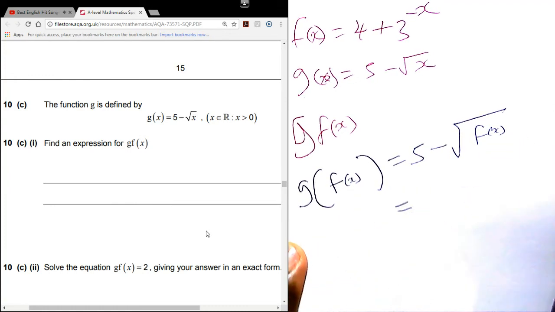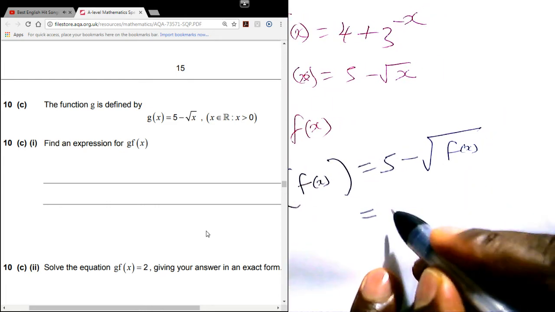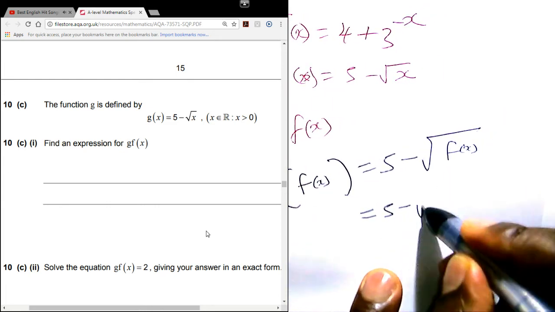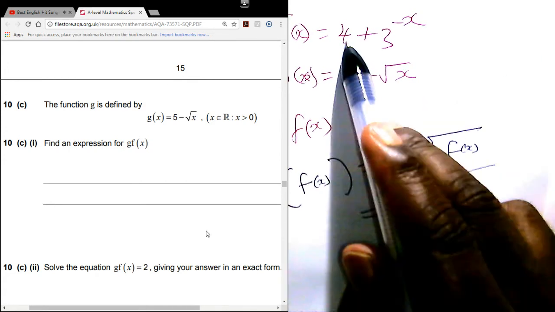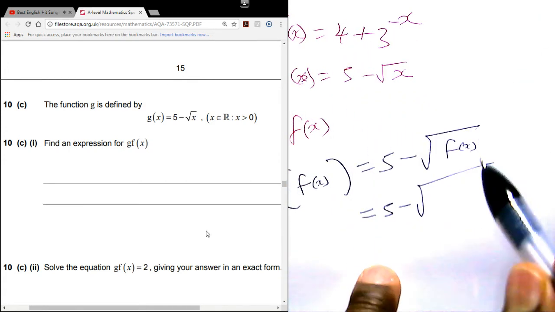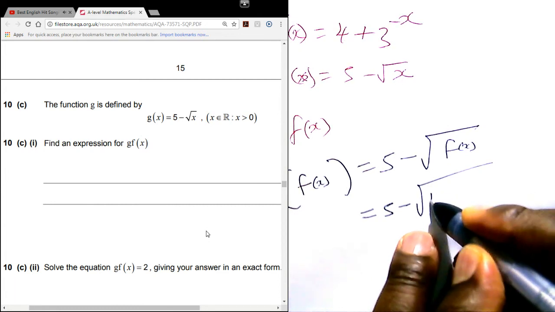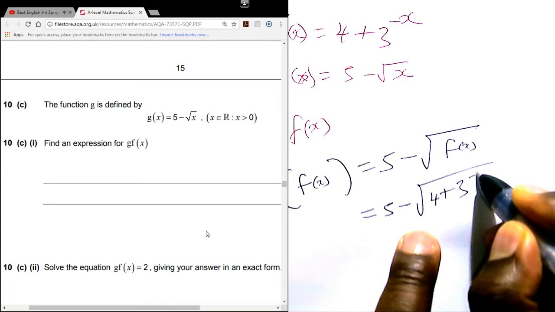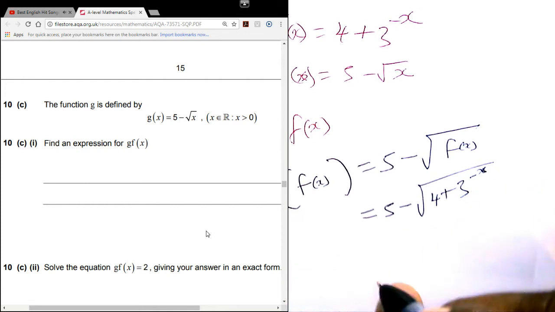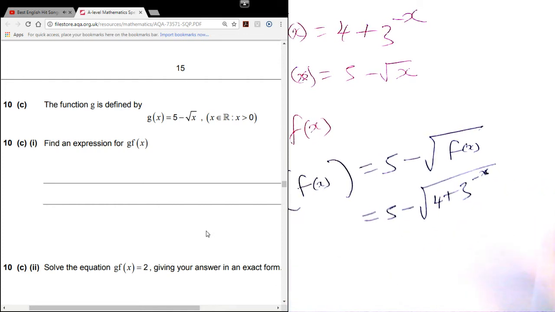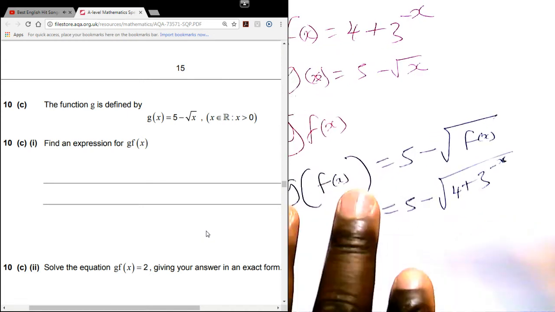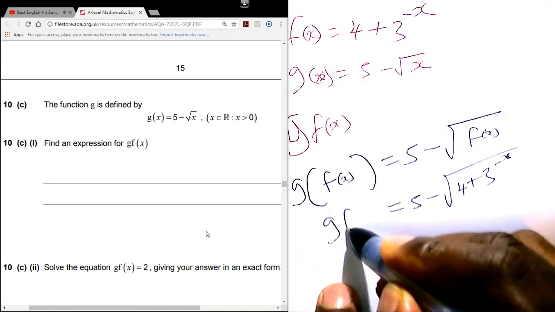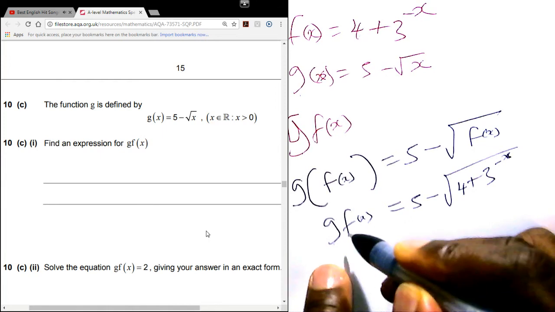So instead of writing 5 minus root fx, let's strip f out of its shell and see what it actually was. F was actually 4 plus 3 to the negative x. So it's not just an f, it's 4 plus 3 to the negative x. And there you have it, the expression for g of f. We cannot simplify it any further, so that's where it stops. And that's your gf of x. So that's g swallowing f.